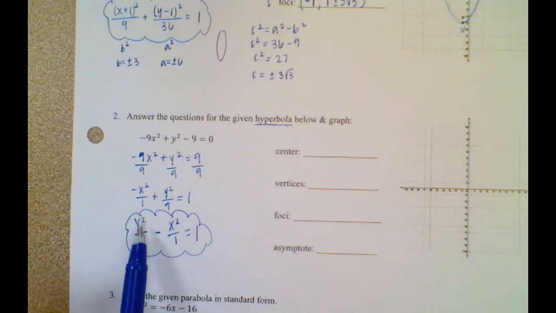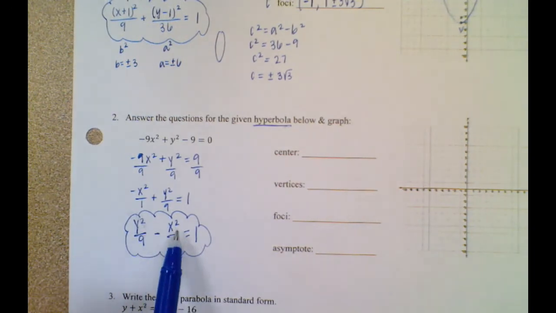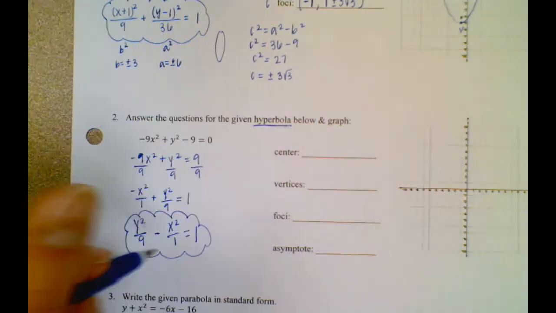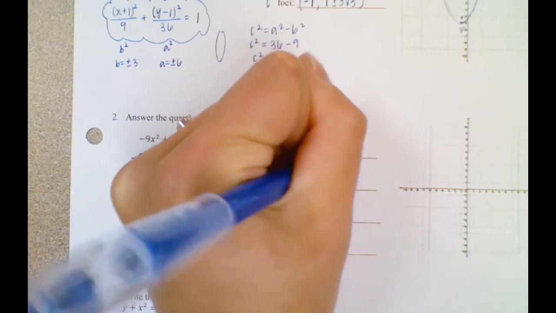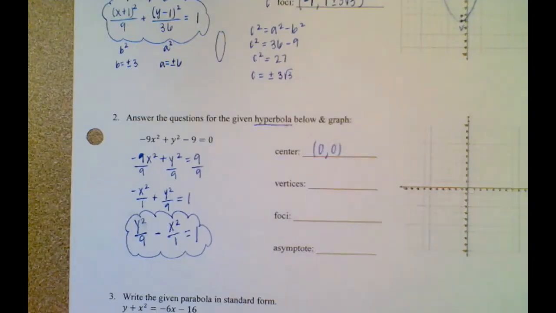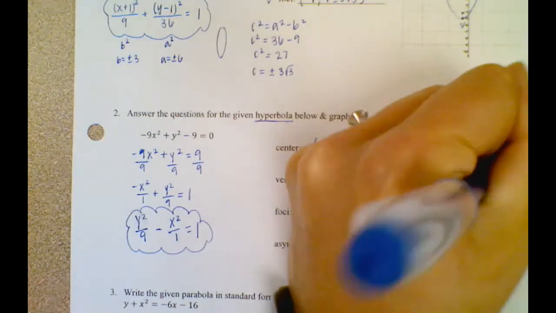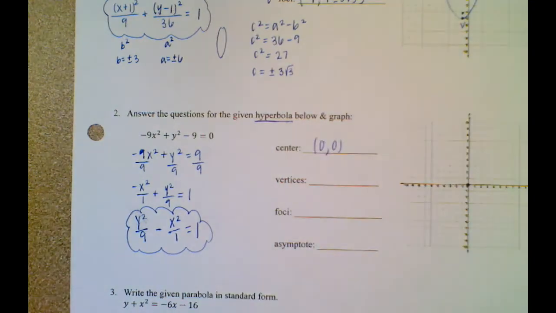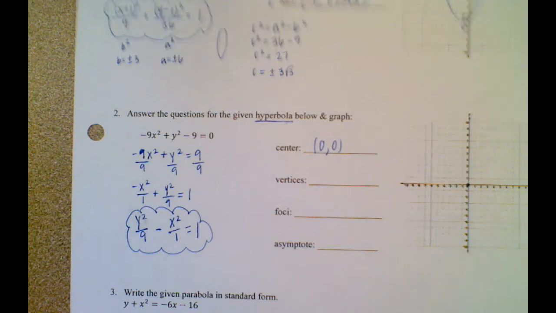So anyways, our center is the HK. H is 0, K is 0. Remember, H always goes with X. K is always with Y. So that's at 0, 0. That's our center. Alrighty, our vertices are going to be the A value.